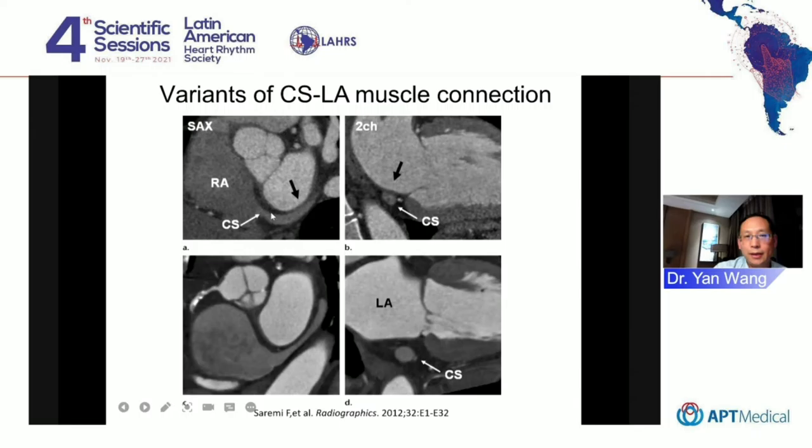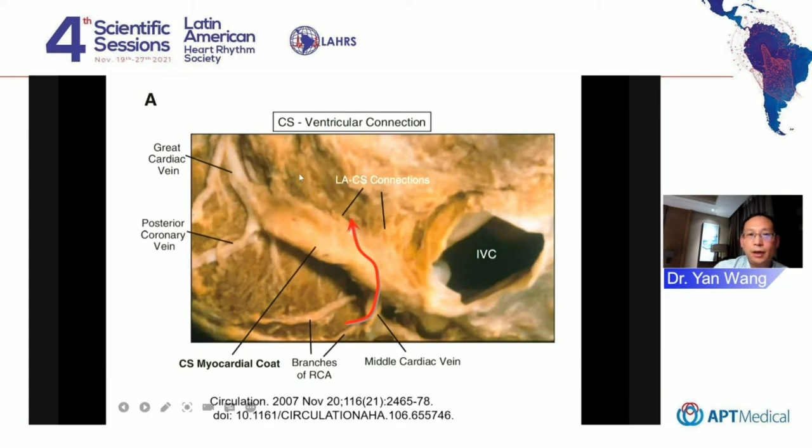Sometimes we can see it's separated by fat, with no connection between the left atrium myocardium and the right atrium myocardium. Here we can see the CS, and in this case fat separates the CS and the atria. Also, you can see the myocardium connecting from the coronary sinus like this. You can see the cardiac vein, and here the muscle connects to the coronary sinus and over the coronary sinus, and connects to the atrium.